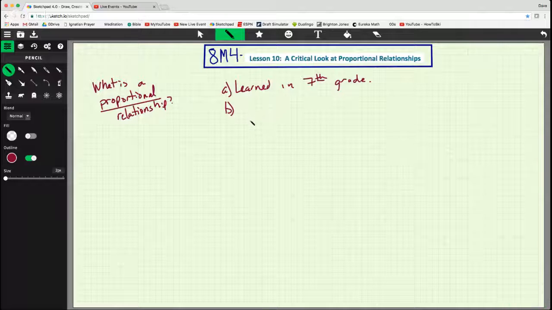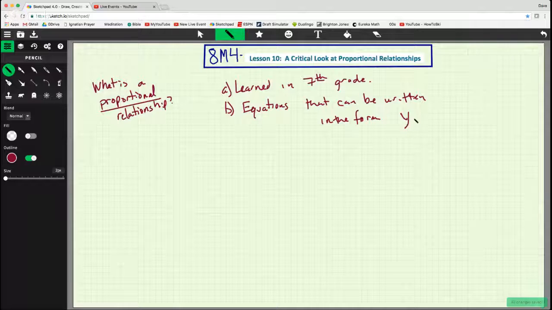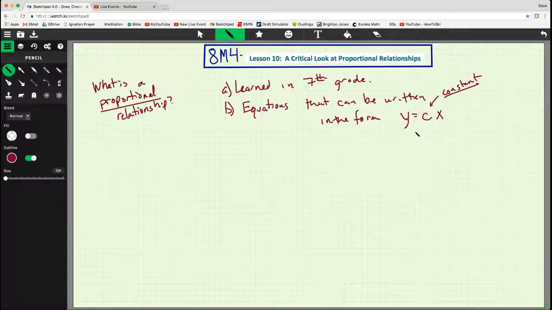But basically, there are equations that can be written in the form, and we're going to go over lots of examples today. Y equals C, a constant, times X. Okay, so Y equals C, this is a constant, times X.